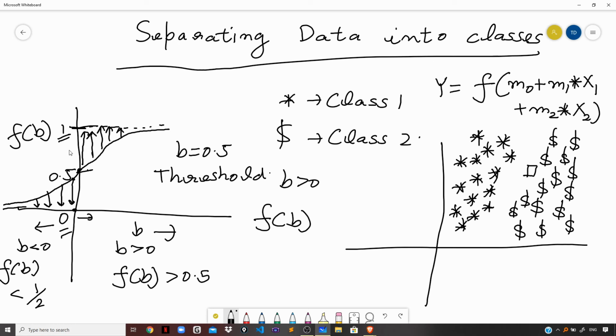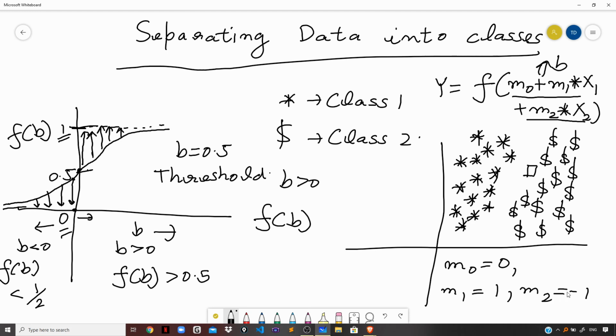So now let us come back to our original problem and see how we can apply logistic regression here. We can write this as y is equal to a function of b, and b is m0 plus m1 x1 plus m2 x2 for the binary classification case, where we have two classes. For now, let us assume we applied the gradient descent algorithm on this, and we got the values for model parameters m0, m1 and m2. Let us say we got the values of m0 as 0, m1 as 1 and m2 as -1.